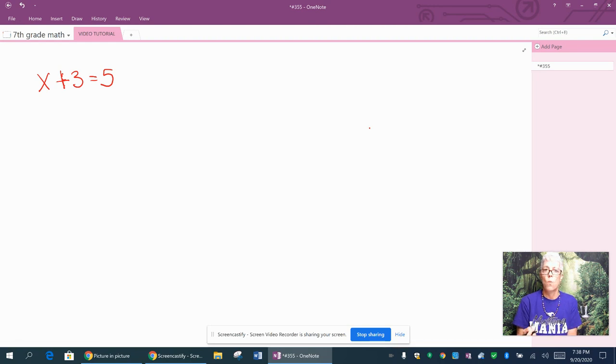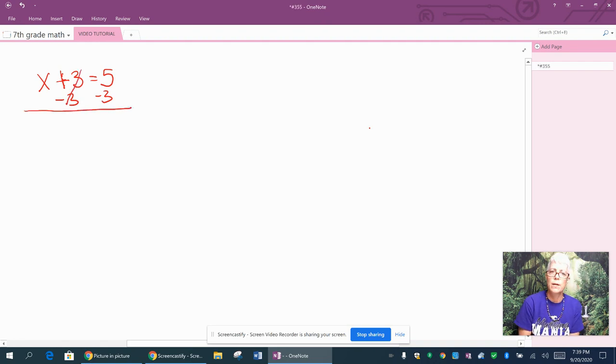So here are the steps. What is the variable? You're answering these questions. That's right, it's the X. What number is on the same side of the equal sign as the variable? That's correct, the 3. What operation is it doing? It's adding, very good. So what is the inverse operation? That means what's the opposite of adding 3? That would be subtracting 3. So we are going to do that to both sides.